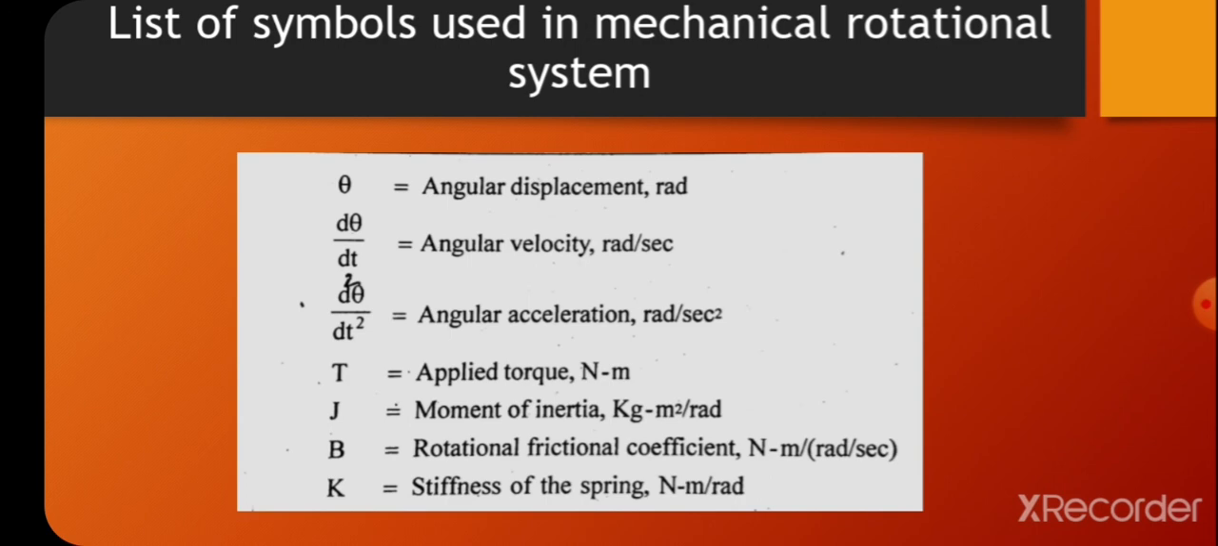And you should remember, in the case of mechanical translation system, what are the symbols used? You know that instead of theta we are using x there, instead of d theta by dt we are using dx by dt, instead of d square theta by dt square we are using d square x by dt square there, instead of T we are using capital F there, instead of J we are using capital M there, and for B and K it is the same. Okay, so that is a comparison, so this topic will be easier for you. So these all are the symbols used in mechanical rotational system: theta, d theta by dt, d square theta by dt square, T, J, B and K. These all are the symbols used.